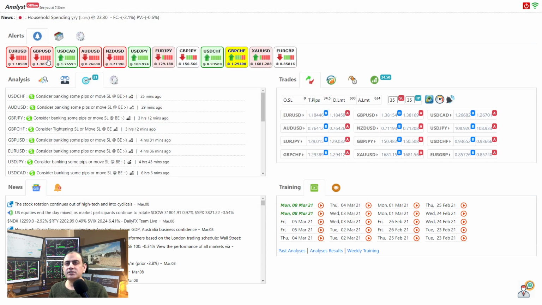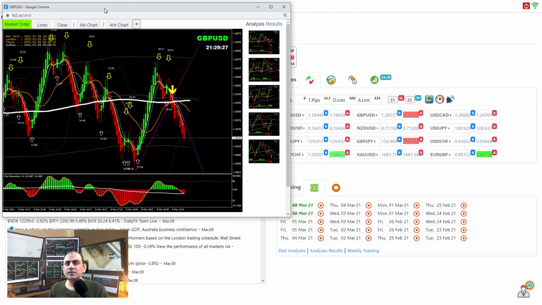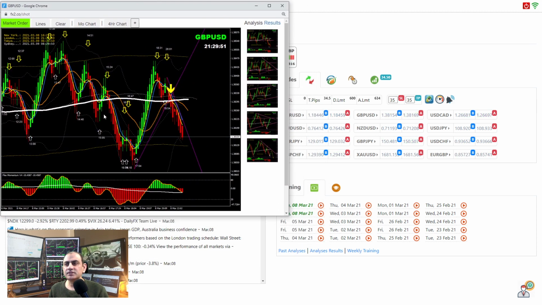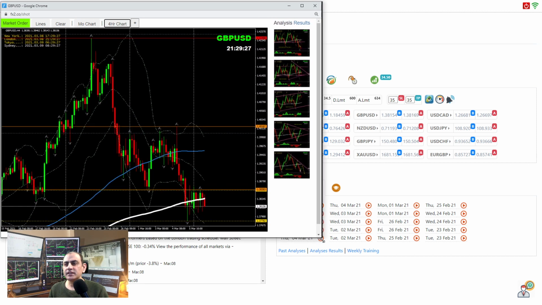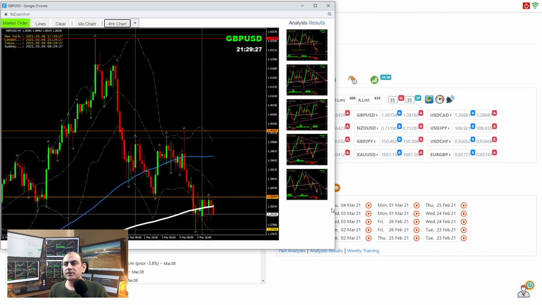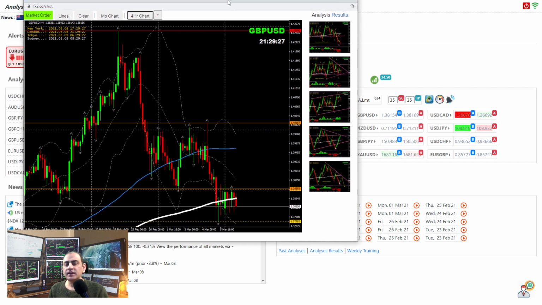Right, so let's dig into the pound dollar. Pound dollar, we had quite a consolidation. Let's move into the 4-hour. As you can see here in the 4-hour, the price is still consolidating. And as you can see, this was the daily support, which was broken and has now become resistance, and the price keeps respecting it.